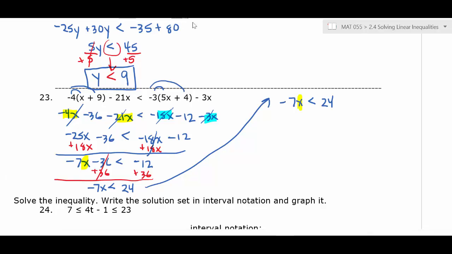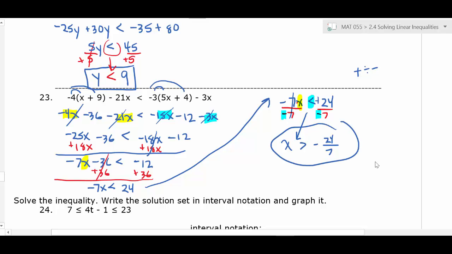If we're going to isolate x, we have to get rid of multiplying by negative 7. So we divide by negative 7. And since we're dividing by a negative number, you should have switched that sign. So you should have got x greater than negative 24/7. See, that's a negative answer. You have a positive divided by a negative is a negative, so you just write it like that. You could also write it as x greater than 24/-7. The preferred way is the negative in front of the fraction bar, but either way is okay.